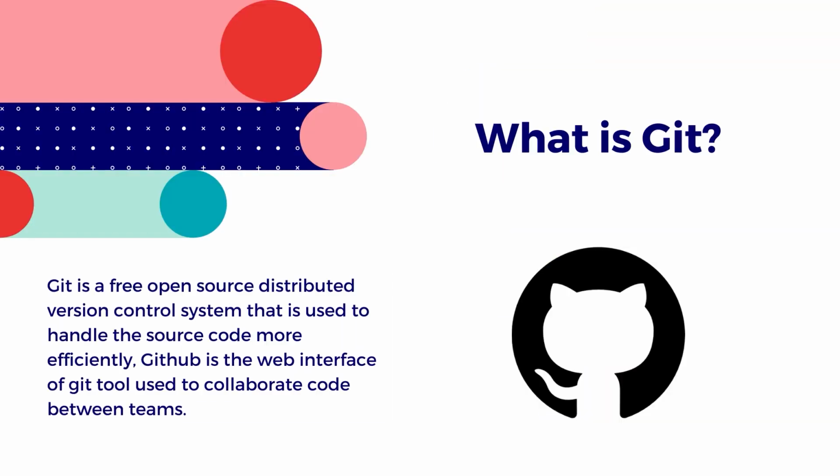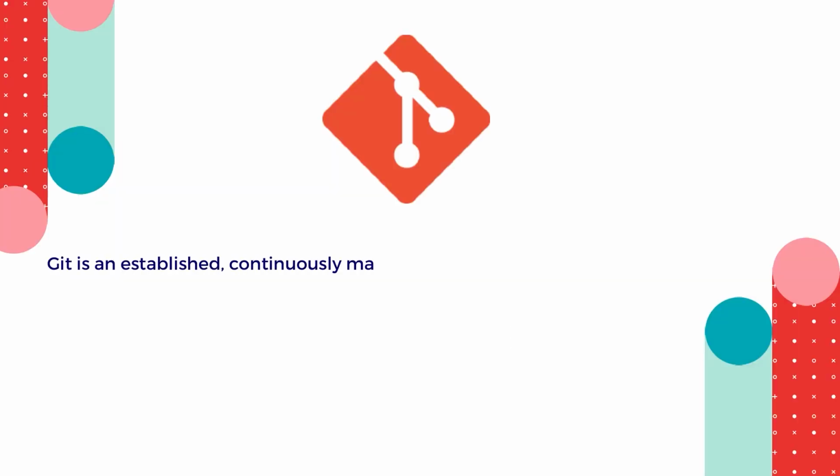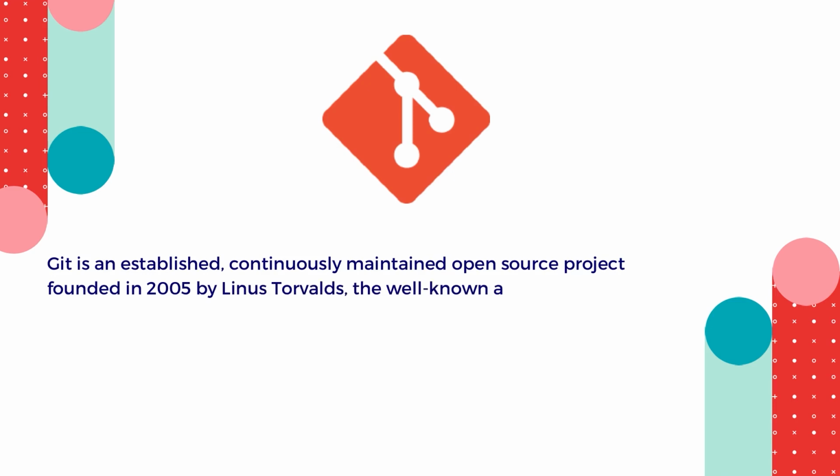What is Git? Git is a free, open source distributed version control system that is used to handle the source code more efficiently. GitHub is the web interface of the Git tool, used to collaborate on code between teams. Now, we will see some trivia about Git. Git is an established and continuously maintained open source project founded in 2005 by Linus Torvalds, the well-known author of the Linux operating system kernel.